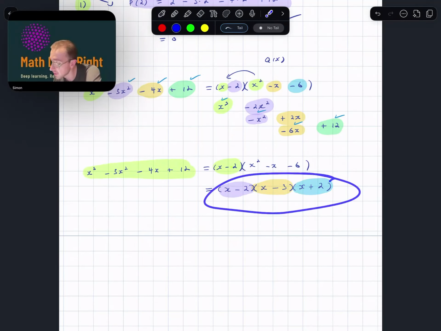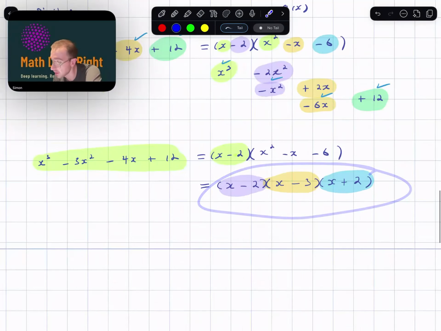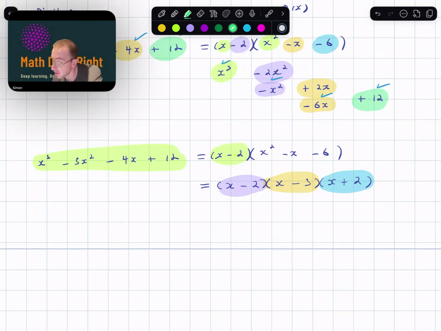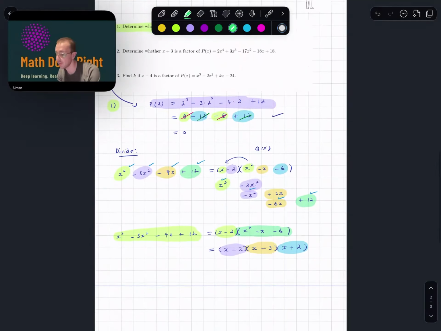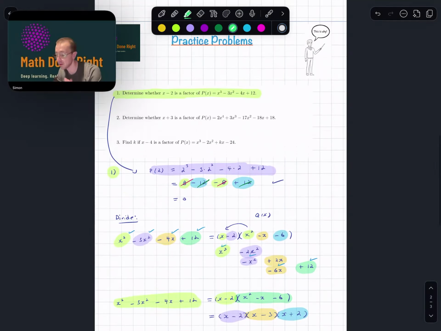We can use decomposition to figure out that this is equal to x minus 3 times x plus 2. And now we can do whatever we want with it. We can graph it. If this is the derivative of a function, we're trying to find the intervals of increase and decrease. We can do that. But we are through the full process of factoring this cubic polynomial.